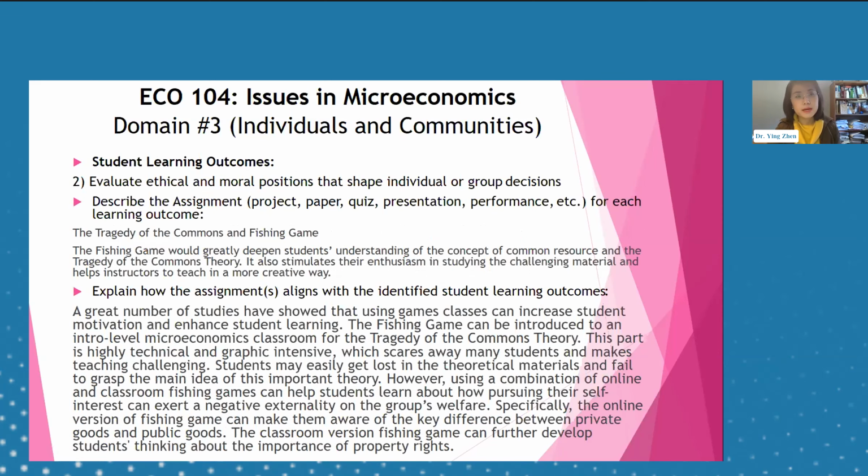And the other student learning outcome: evaluate ethical and moral positions that shape individual or group decisions. So for this assignment, actually it's a very, very classical assignment, which is using the fishing game to help students understand the tragedy of the common resource. Yeah, it also stimulates students' enthusiasm in studying the challenging materials and helps instructors to teach in a more creative way. Yes, because this topic is also pretty graphical, but the idea behind the analysis is very straightforward.